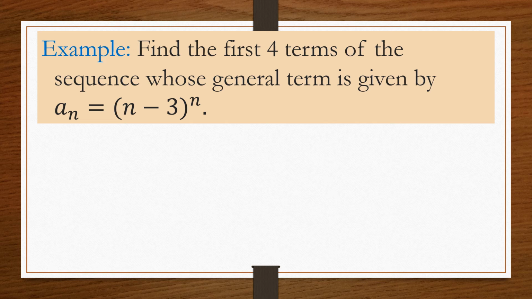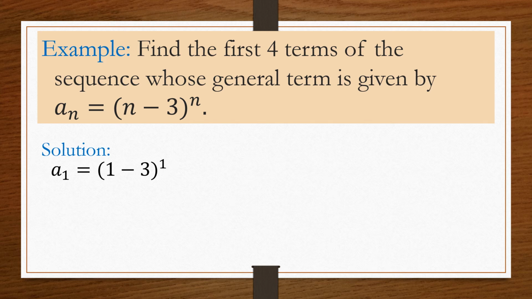When given the general term of a sequence, you can find the other terms easily. So for example, find the first four terms of the sequence whose general term is given by a sub n equals the quantity of n minus 3 raised to n. So for the solution, we simply substitute n by positive integers.